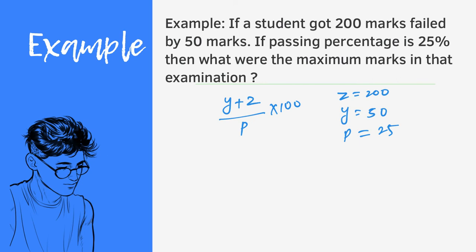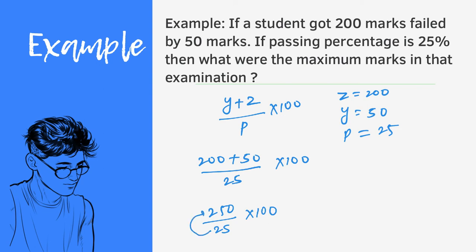So put these values in the formula. So I will get 200 plus 50 divided by 25 into 100. When I add, I get 250 divided by 25 into 100. When I divide 250 by 25, I will get 10. So when I multiply 10 and 100, I will get 1000. So this 1000 is total marks. This is my answer by formula.